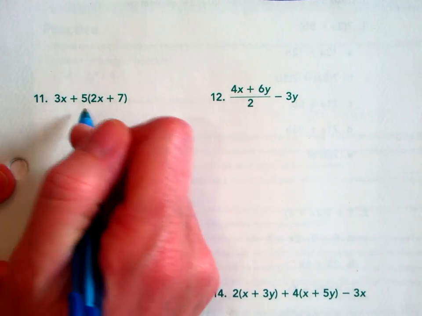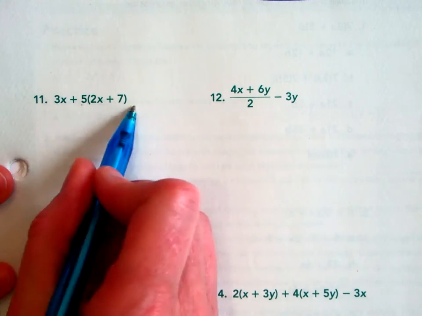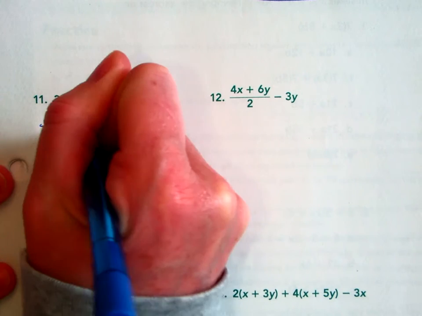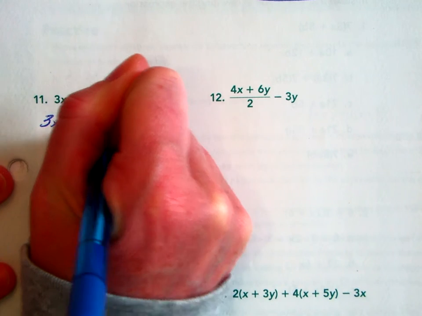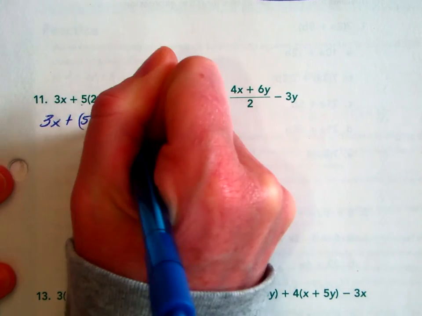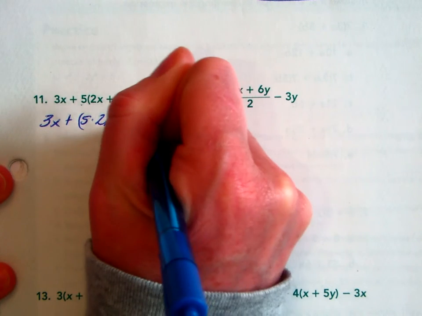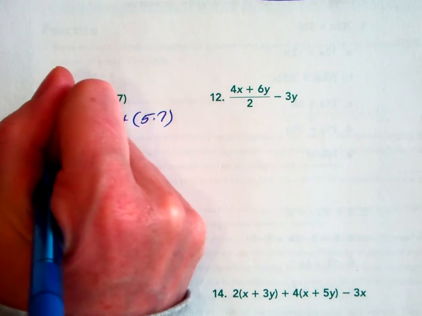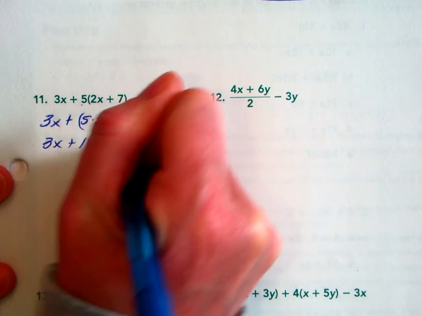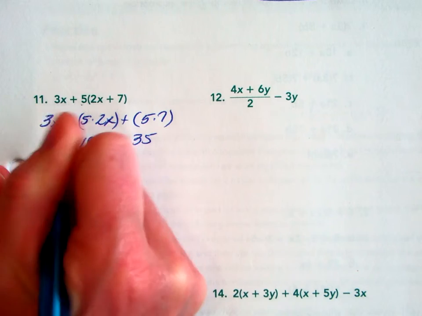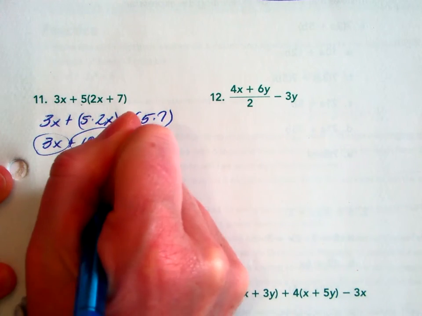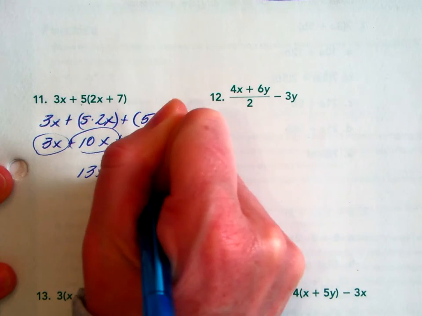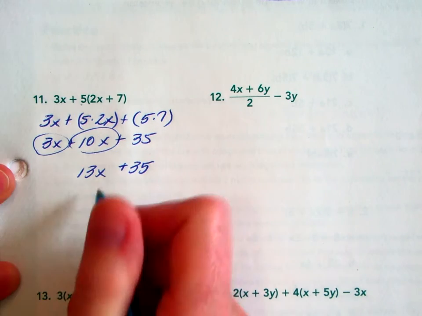Number 11. Here we're going to distribute on the latter half of the expression. 3x doesn't go anywhere yet. Plus, now I'm going to distribute the 5 across the parentheses, like so. 3x plus 10x plus 35. I can combine the x's, which is going to result in 13x minus, no, plus 35. Correctamundo.